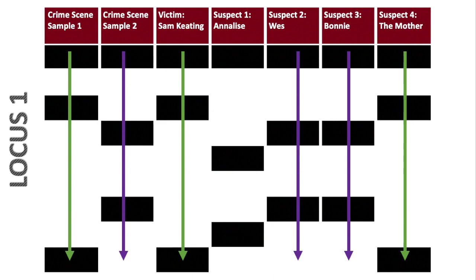With the purple arrows, we can see that sample 2 matches perfectly with Wes and Bonnie, making them possible suspects. To better determine this, let's take a look at locus 2.